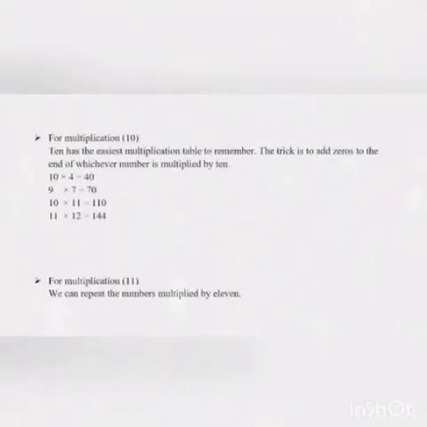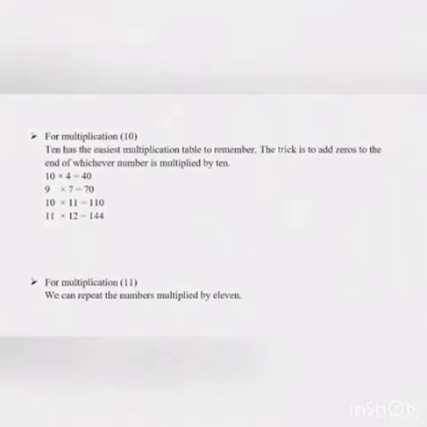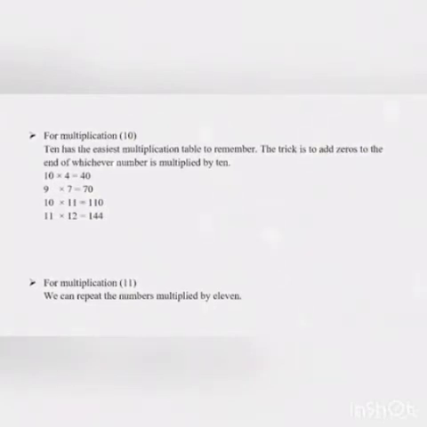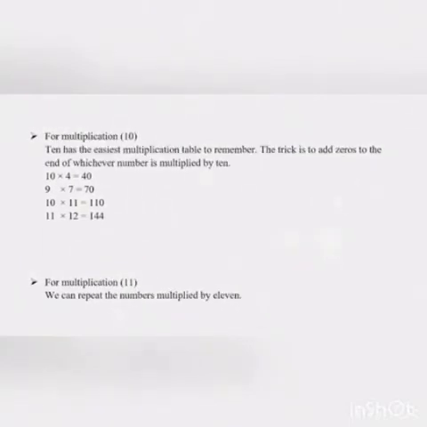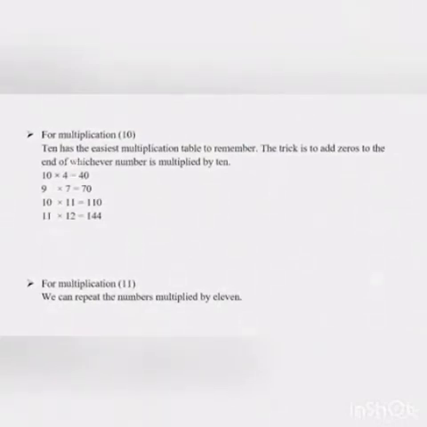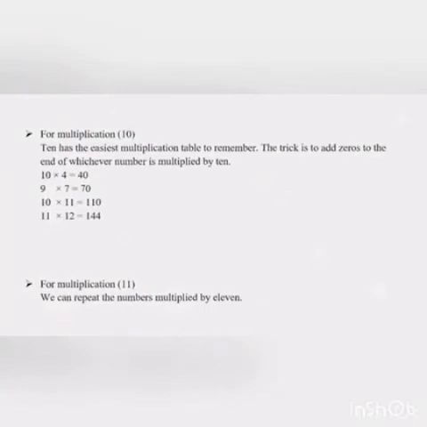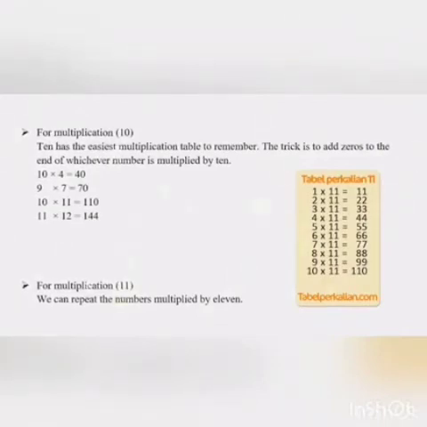For multiplication 10, 10 is the easiest multiplication table to remember. The trick is to add a zero to the end of whatever number is multiplied by 10. 10 times 4 is 40. 10 times 7 is 70. 10 times 11 is 110. 11 times 12 is 144.